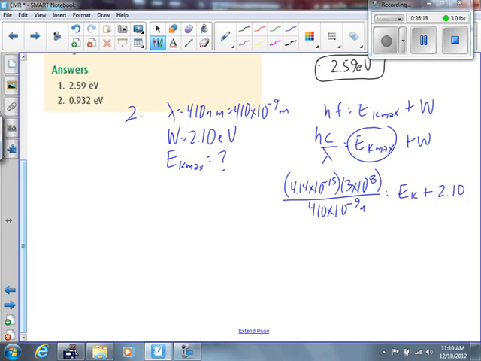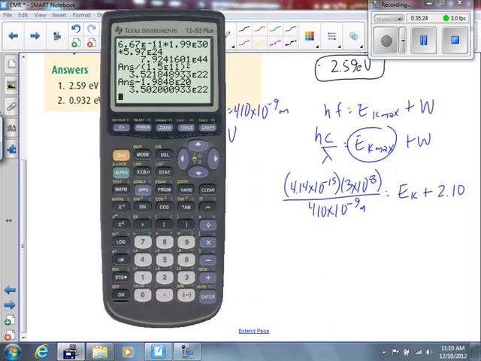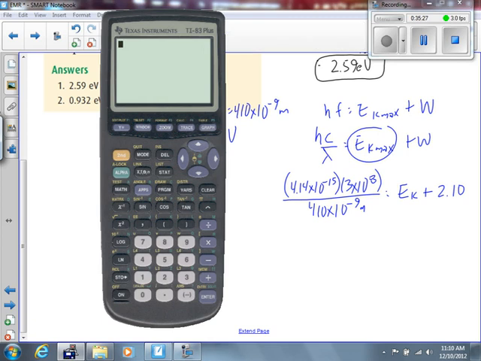Let's do this one as a class here, okay? Let's say 4.14 times 10 to the minus 15 times 3 times 10 to the 8. Let's get a number on the top there. Let's divide it by 410 times 10 to the minus 9. 3.02926. Let's bring the 2.10 over to the left-hand side by subtracting. I get 0.929.